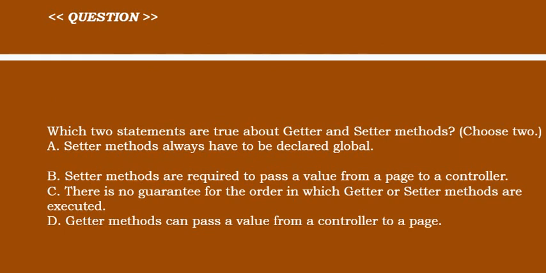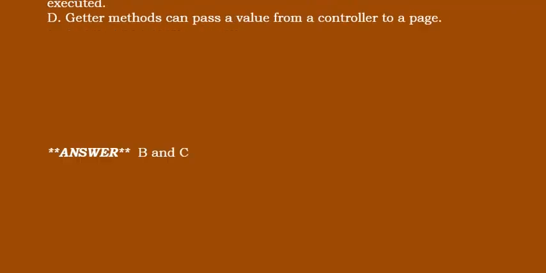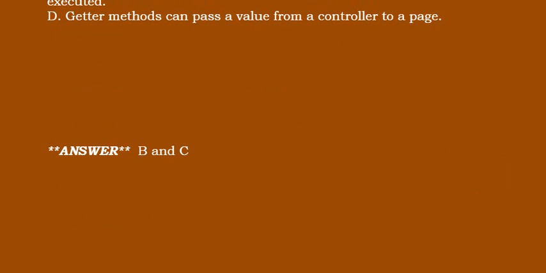Next question is which two statements are true about getter and setter methods? Choose two options. Option A. Setter methods always have to be declared global. Option B. Setter methods are required to pass a value from a page to a controller. Option C. There is no guarantee for the order in which getter or setter methods are executed. Option D. Getter methods can pass a value from a controller to a page. Correct answer is option B and option C.